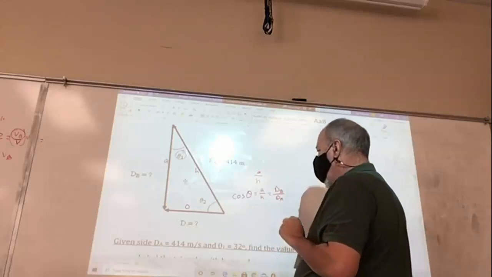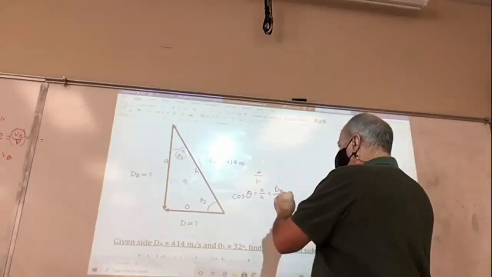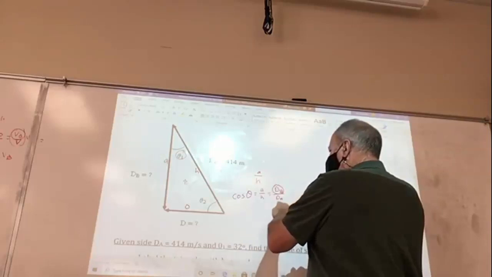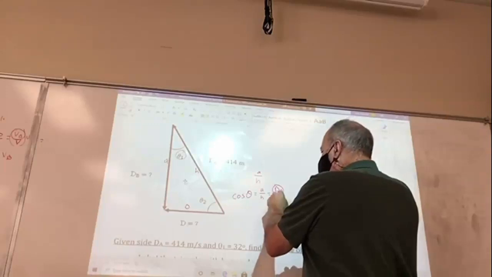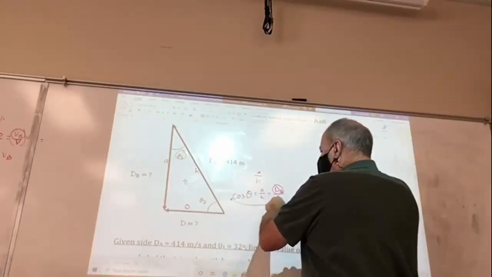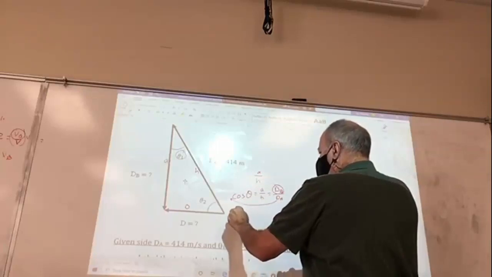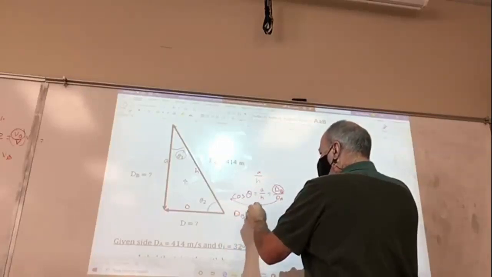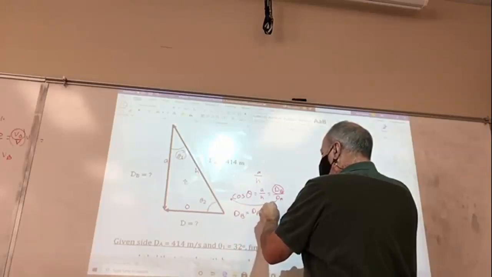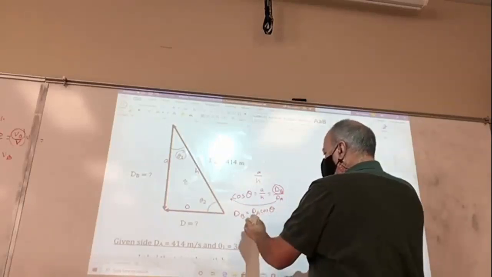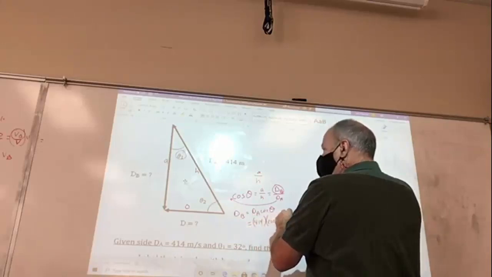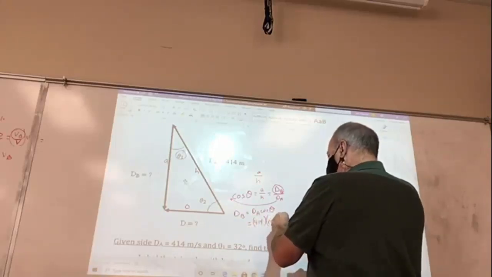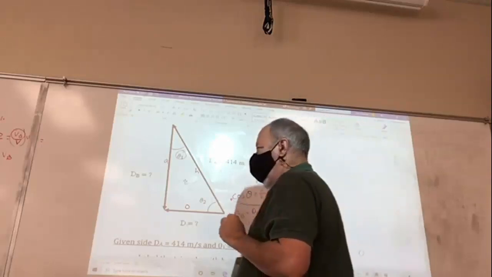And I want to find dB. I'm going to put a little circle there, and I know that in order to find this, I'm going to have to multiply dA times the cosine of theta. So dB equals dA times the cosine of theta. I've isolated it that way, and I just plug my numbers in. dA is 414, and cosine of 32 degrees, and I just solved my problem.